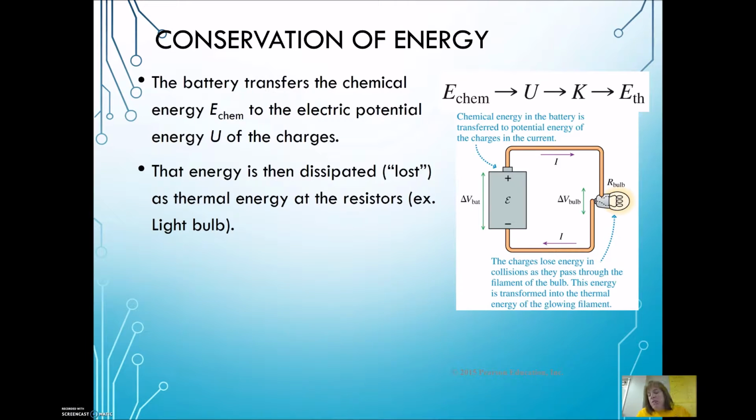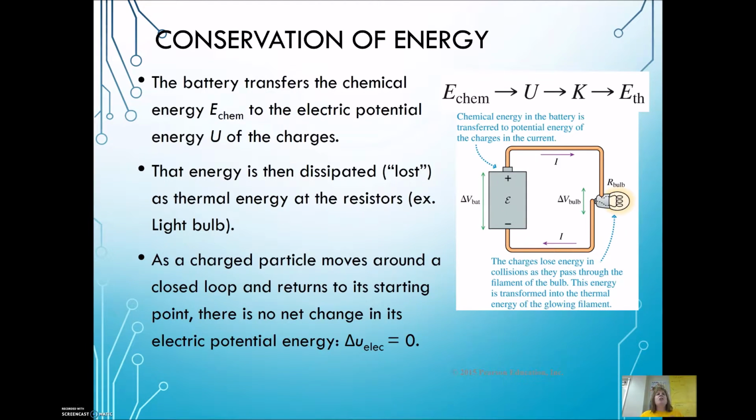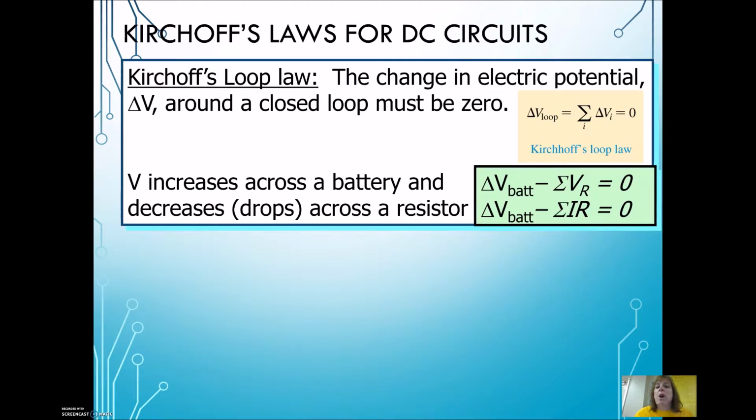Not that it's, like I said, lost to the universe, but it's lost to the system. And so as an electron moves through a circuit, it gains energy at the battery, it loses energy at the resistors, so that the total sum of the energy change in the circuit is 0. And that brings us to Kirchhoff's loop law.